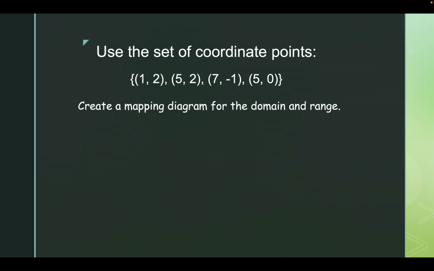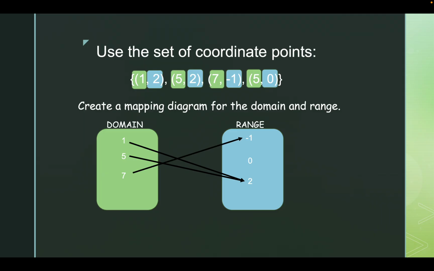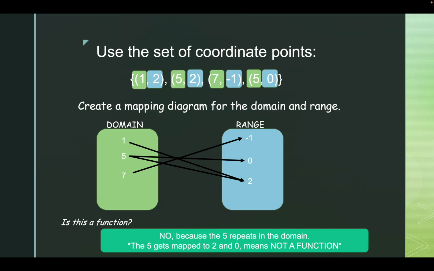Let's try another example. Create a mapping diagram. Again, domain and range, x values. So we got 1, 5, 7. Again, the 5 repeats, so we don't have to rewrite it. The range: -1, 0, 2. The 2's repeat, so we don't have to rewrite it. 1 gets mapped to 2. 5 gets mapped to 2. 7 gets mapped to -1. And the 5 gets mapped to 0. And here, with this mapping diagram, to determine if it's a function, you can see that the 5 gets mapped to two different values. The 5 is our repeat. Therefore, this is not a function.